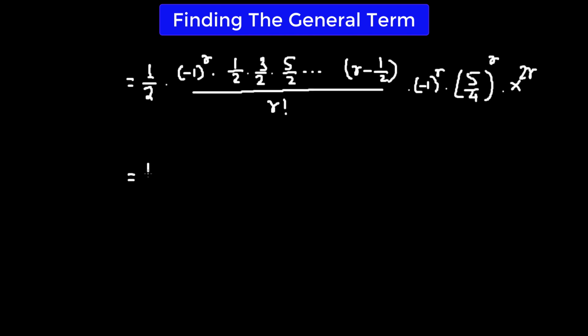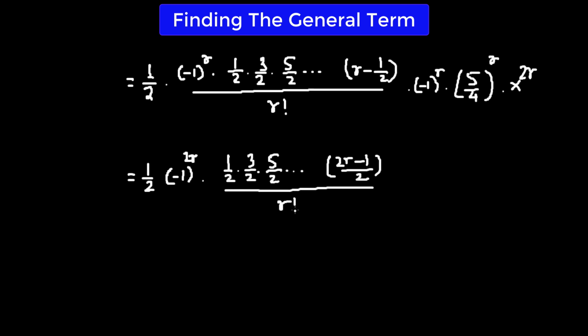Which will be equal to half. Now we're going to combine the (-1)^r. We have two of them, so that will give us (-1)^(r + r), which would be simply twice r, times half times 3 by 2 times 5 by 2 all the way to (2r - 1)/2, whole divided by r factorial times (5/4)^r times x raised to the power twice of r.